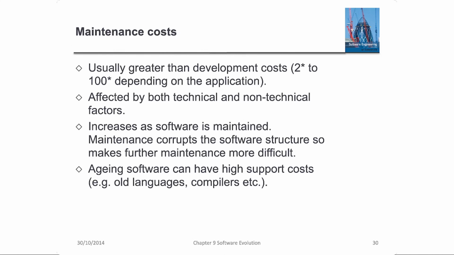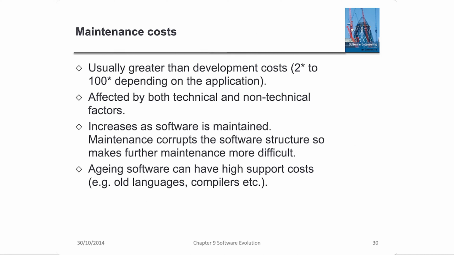Moving on to the next slide, which is about maintenance cost. Maintenance cost for software typically exceeds the initial deployment cost, potentially ranging from double to 100 times more, depending on the application. These costs escalate due to a mix of technical factors, like software complexity, for example, and non-technical factors, such as user requirements. So, over time, maintenance activities tend to degrade the software structure, compounding the difficulty as well as the cost of subsequent maintenance. Additionally, old software, especially that reliant on outdated languages and tools, often incurs higher support costs, as we have seen in previous slides or chapters.